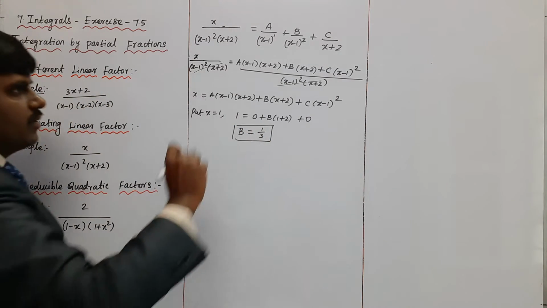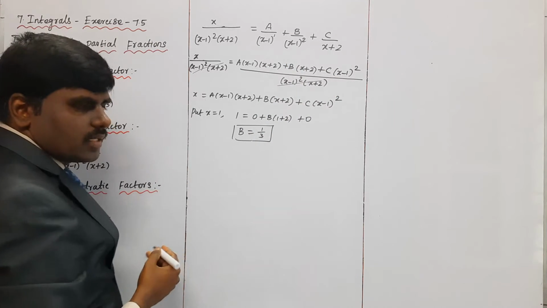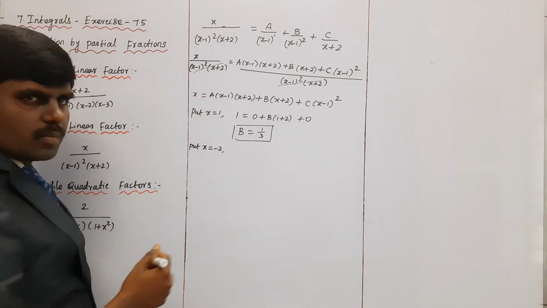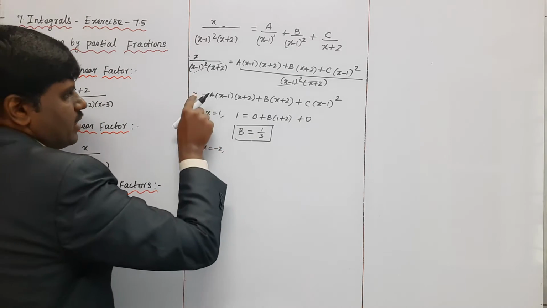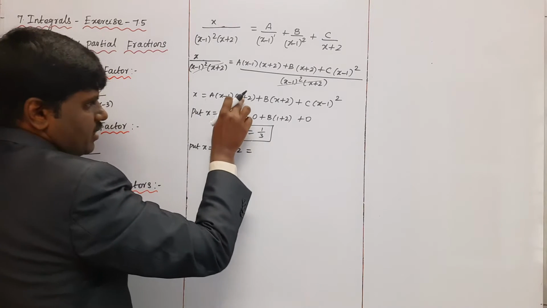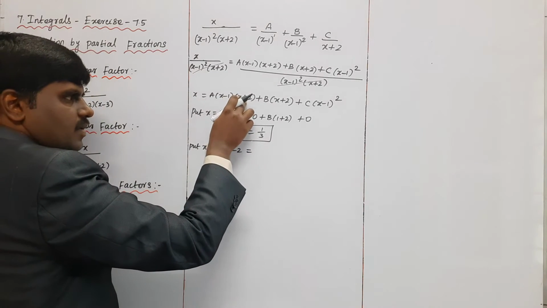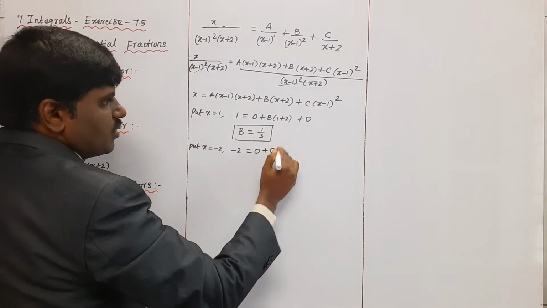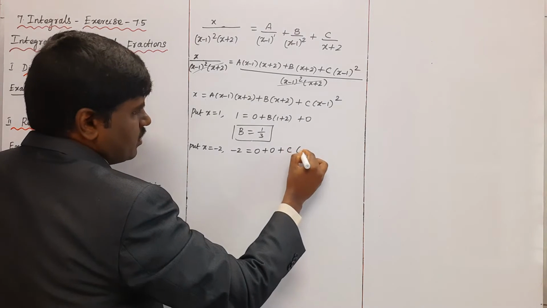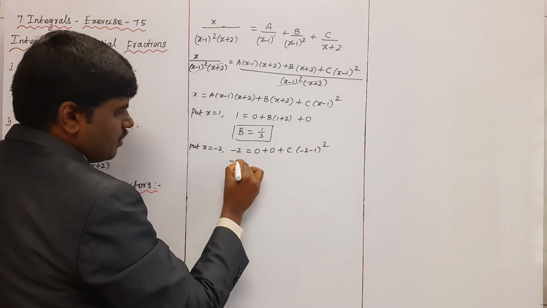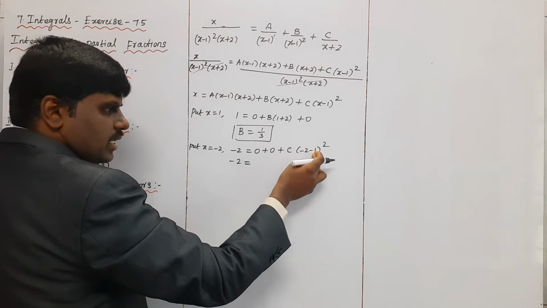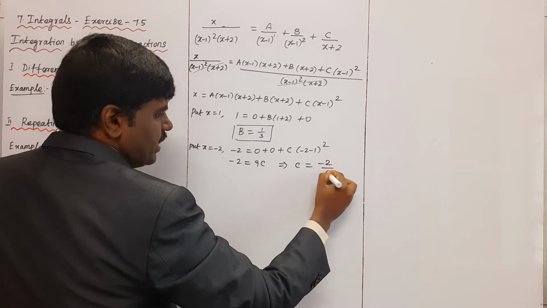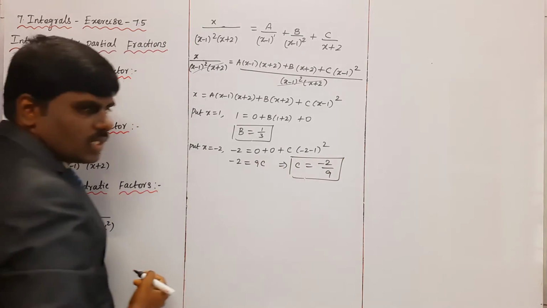Next, what's the factor value? x is equal to minus 2. Is that clear? So here you put x is equal to minus 2. Minus 2 is equal to, putting x is equal to minus 2, the first term is completely 0 and the b term is also completely 0. Here minus 2 is equal to c into (minus 2 minus 1) the whole square, which is minus 2 into minus 3 the whole square, which is 9c. The value of c is equal to minus 2 by 9. Is that clear?